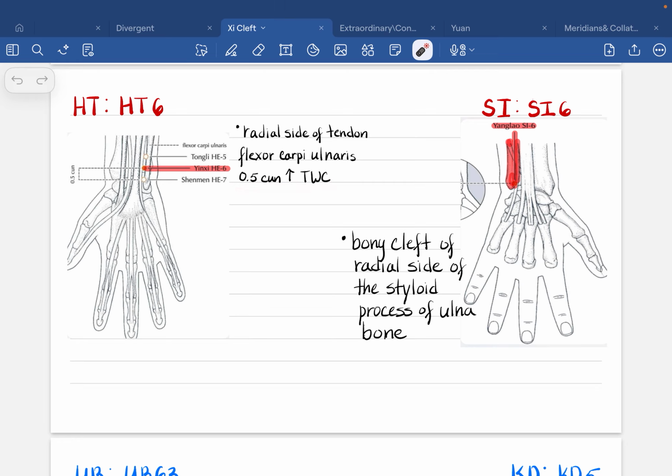So how do we understand this mentally? It's the tendon of flexor carpi ulnaris, which already tells you it's associated with the heart. It's just on the radial side, which means the thumb side right here. But it's 0.5 cun up from the transverse wrist crease. So remember where heart 7 is? Up 0.5.